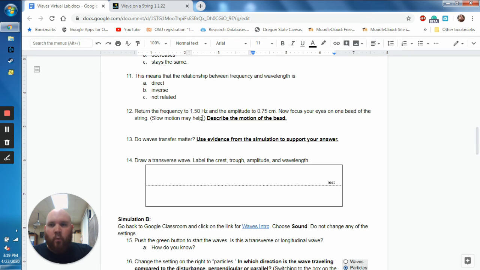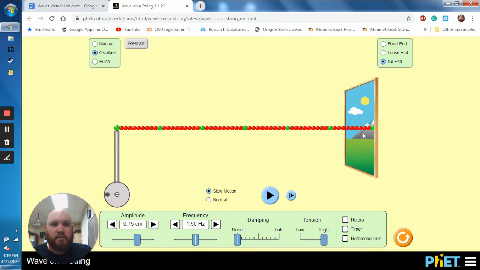Now focus your eye on one bead of the string. Slow motion will help. So I'm going to keep it on slow motion, okay? And we're going to focus on this green bead, okay? This green one. You can focus on any one. I'm going to focus on this one. I'm going to keep my mouse kind of right here where it is.